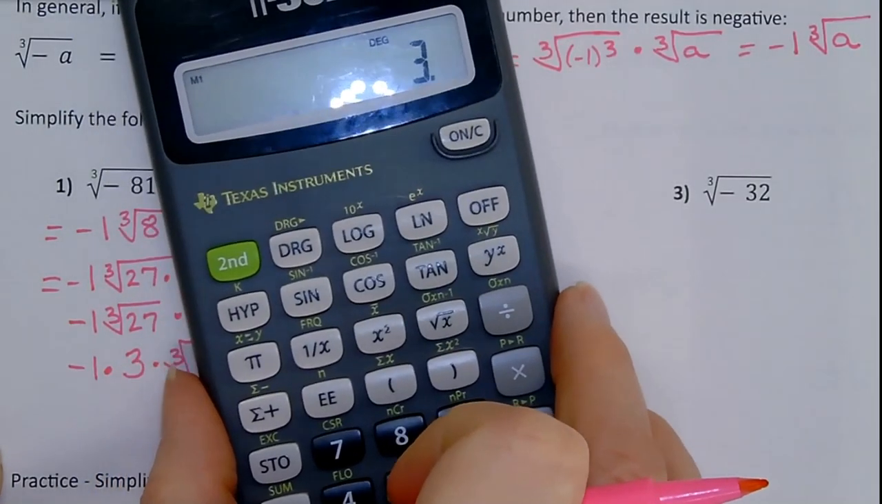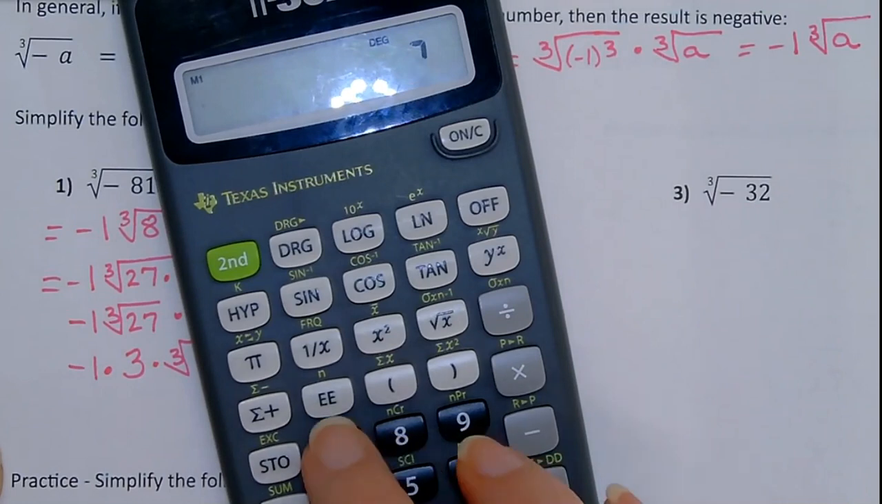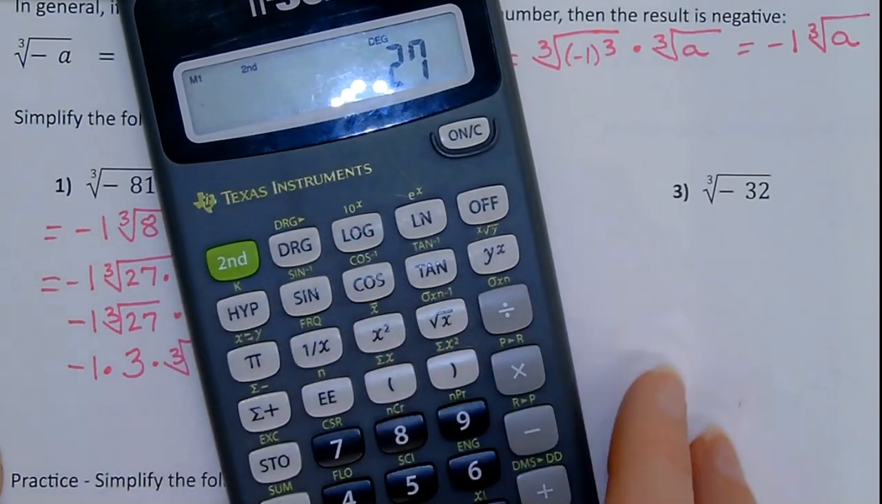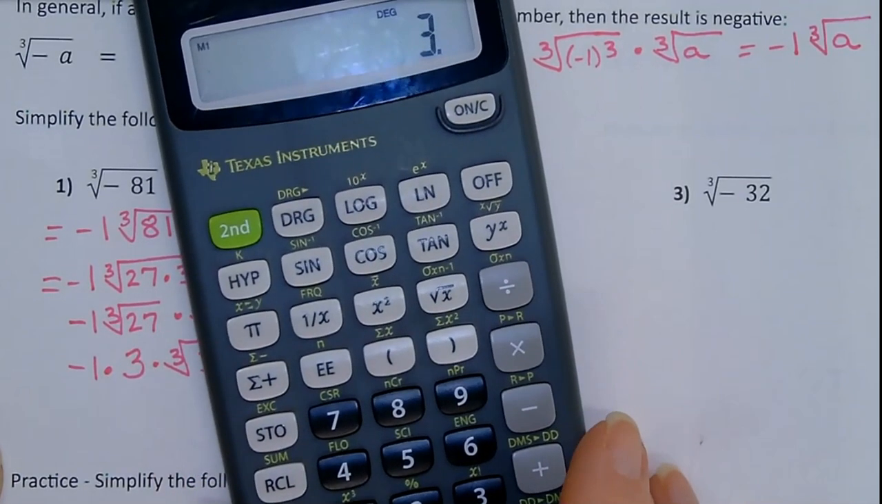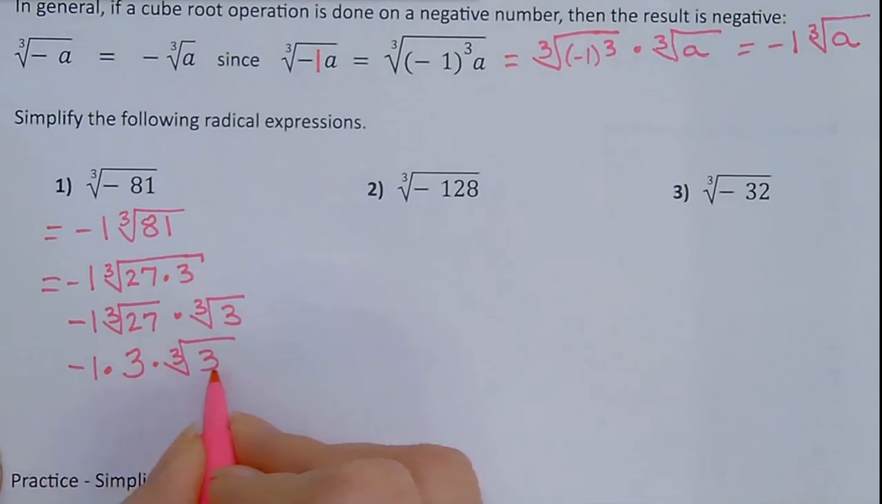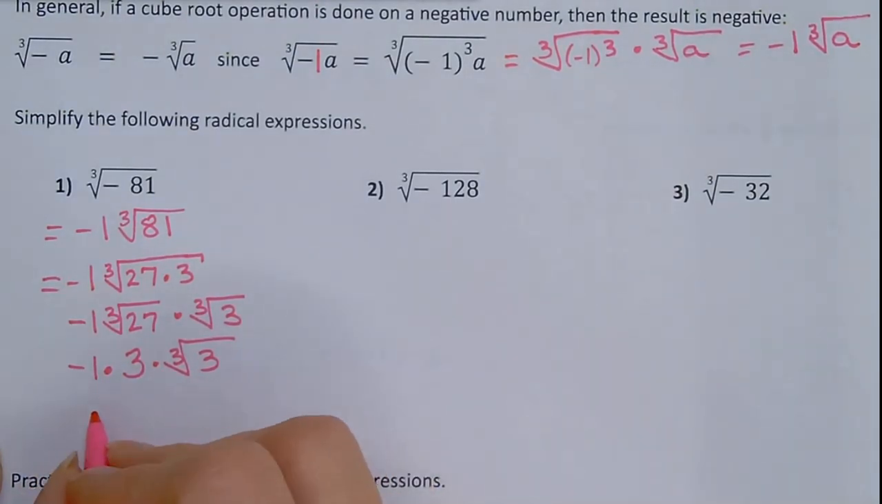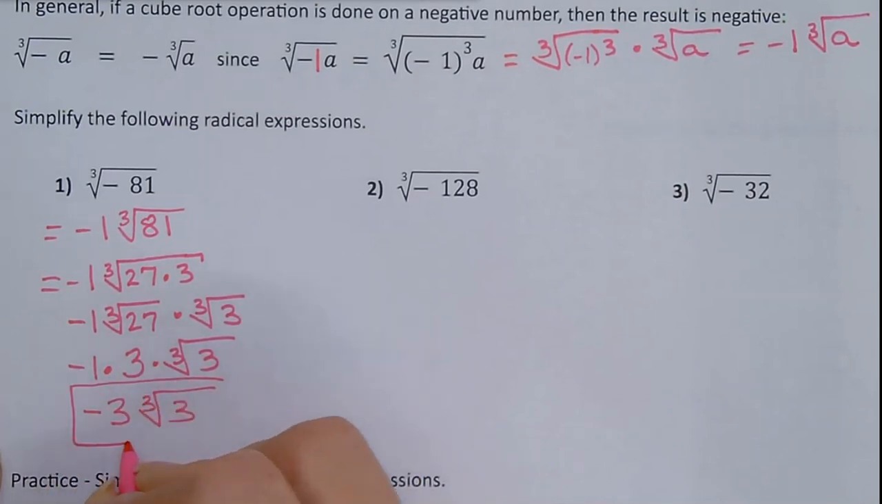If I needed to do that on the calculator, cube root of 27, I put in 27. I want second function, 0, and that's going to give me 3. That's my answer there. I'm nearly done, right? I just need to simplify that and make that look like a mathematician would write it. So this is -3 times the cube root of 3.